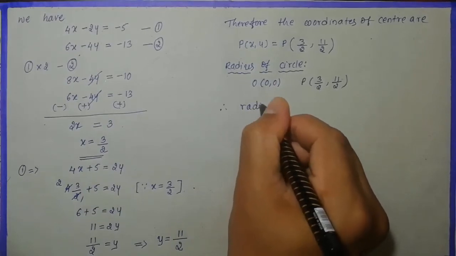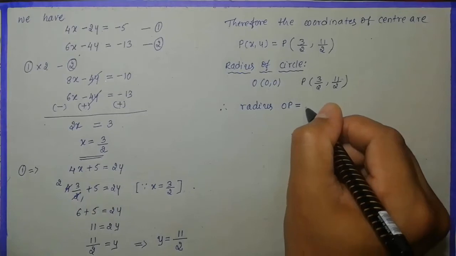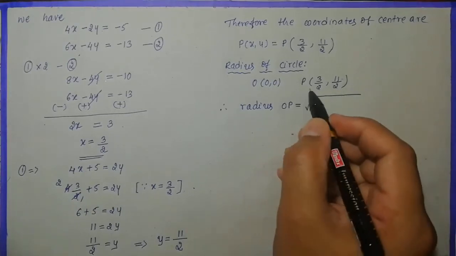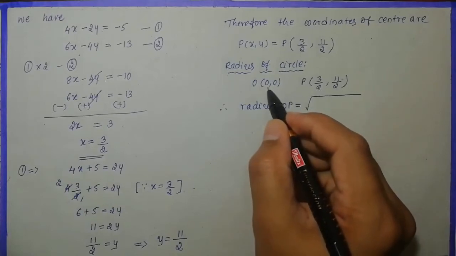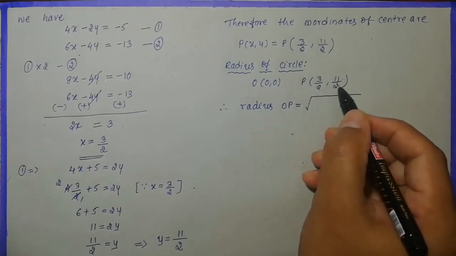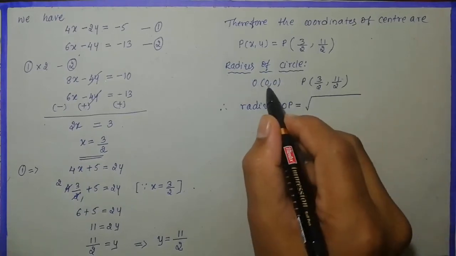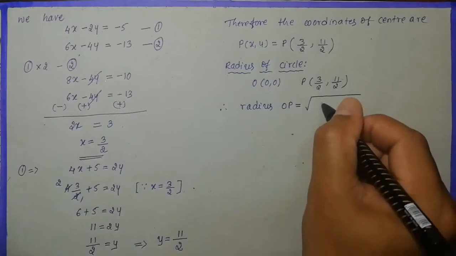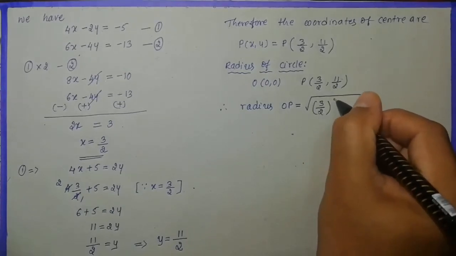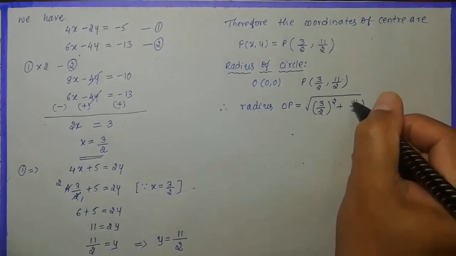radius OP is equal to the square root of, so now it is actually the distance of P from the origin. With x1 y1 and x2 y2, it will become x2 minus x1 whole square, 3 by 2 minus 0 whole square. 3 by 2 minus 0 is just 3 by 2, so it will become 3 by 2 whole square. In a similar way, it will become 11 by 2 whole square.